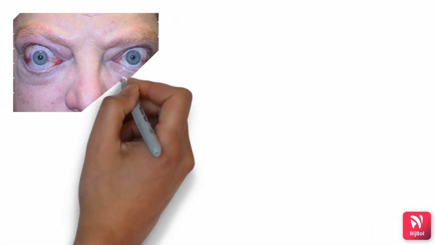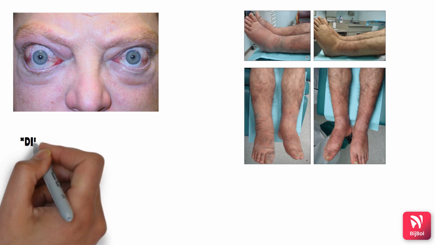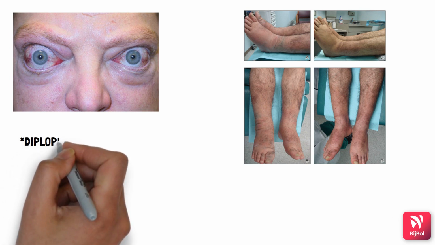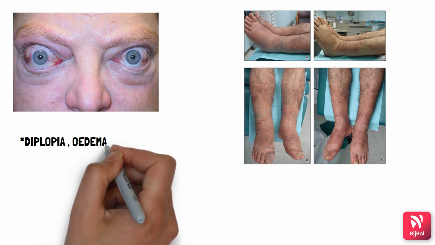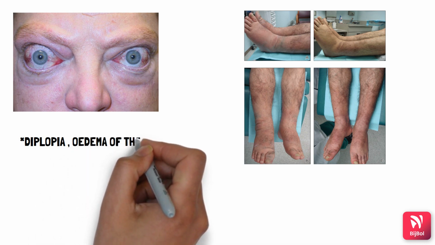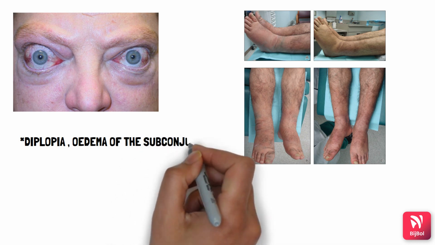Other features seen in Graves' disease are exophthalmos, that is the eyeballs protruding out, and also pretibial myxedema. Pretibial myxedema is a very important feature of Graves' disease, and is very commonly seen. Then all the visible eye signs are seen, such as von Graefe's sign, Dalrymple sign, Joffroy's sign, etc. There is diplopia, and there is edema of the subconjunctiva.